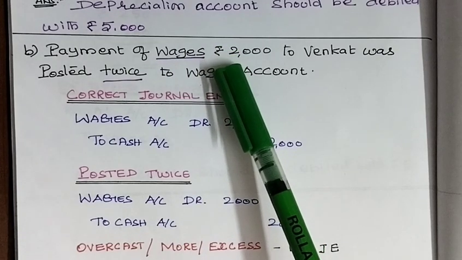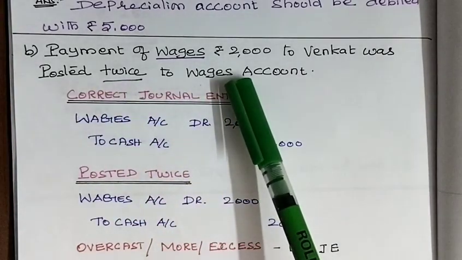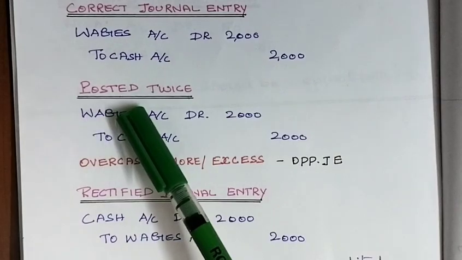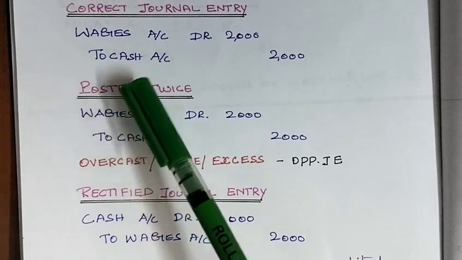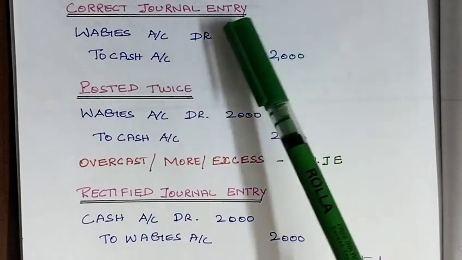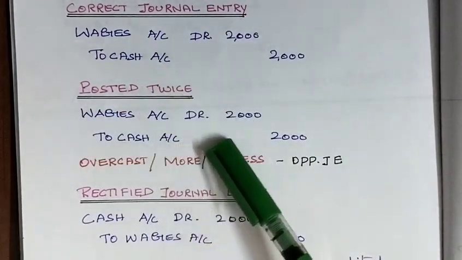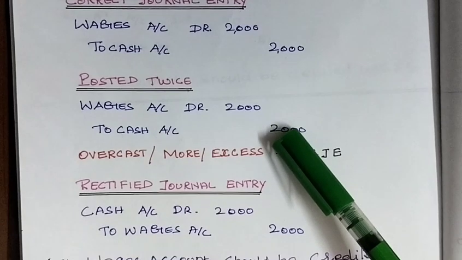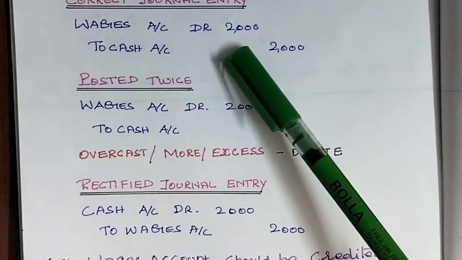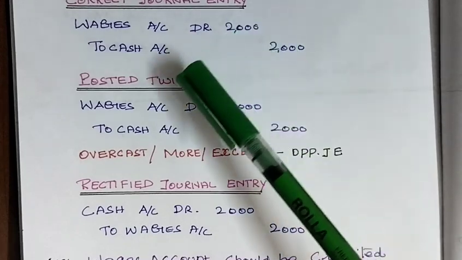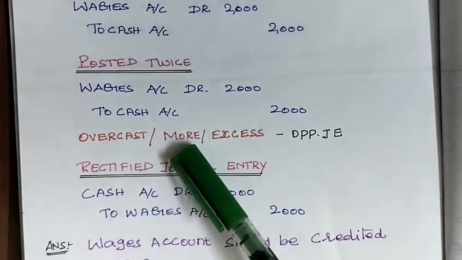But this transaction tells us it was posted twice to wages account. So again wages account debit 2,000 rupees to cash account 2,000 rupees was entered. Where is the error? Twice. The second time is the error. The first entry is the correct journal entry, entered correctly, and the second one is the error, which means it is overcast, an excess.